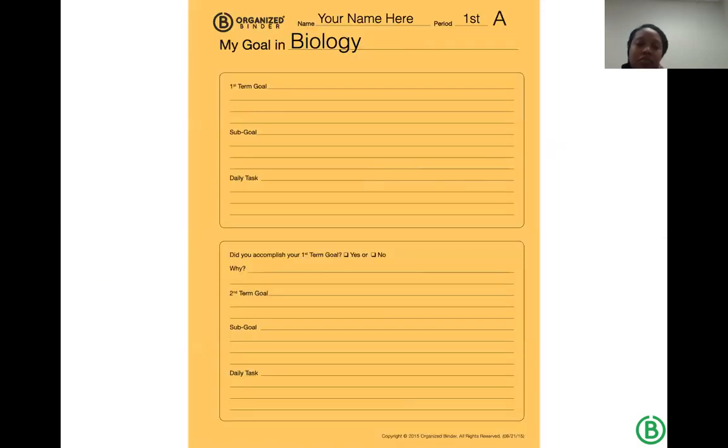Not spend as much time, but the first page in the Organized Binder is their goals for each course. It's gold because we want them going for the gold. And we try to make it really, really simple. There are some really good and powerful goal-setting strategies out there, like SMART goals, and we encourage teachers to use those in conjunction with this. But this makes it really simple on the entire thing.